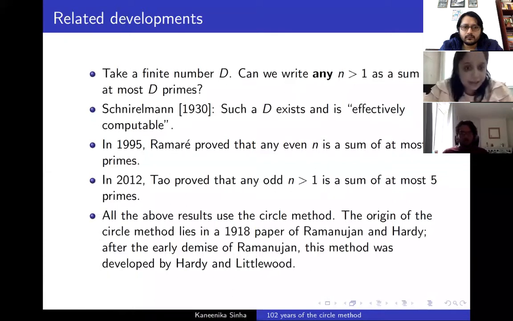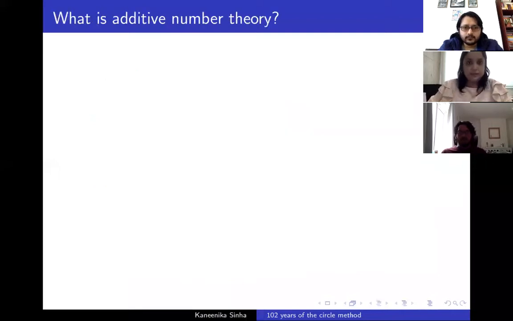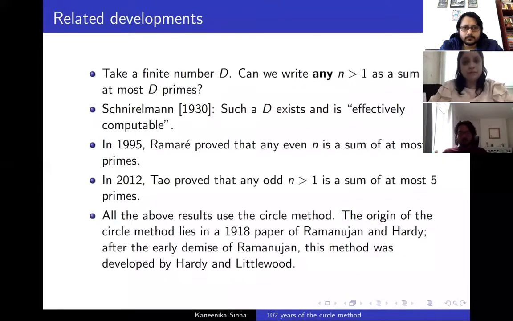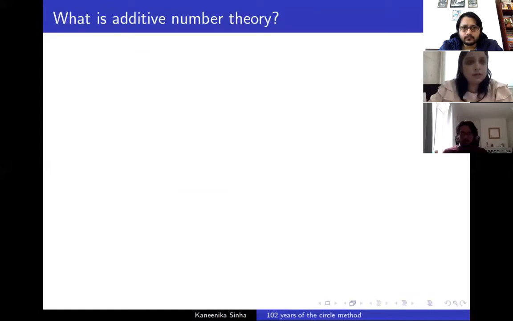Now, a remarkable fact is all of the above results that we've stated so far use the circle method. And as I just mentioned, I'm going to be a bit repetitive about this fact, that the origin of the circle method lies in a 1918 paper of Ramanujan and Hardy. So before we address this technique particularly, let us expand our horizons a little and talk about what additive number theory really is, what lies at the basis of questions that are considered in the domain of additive number theory.